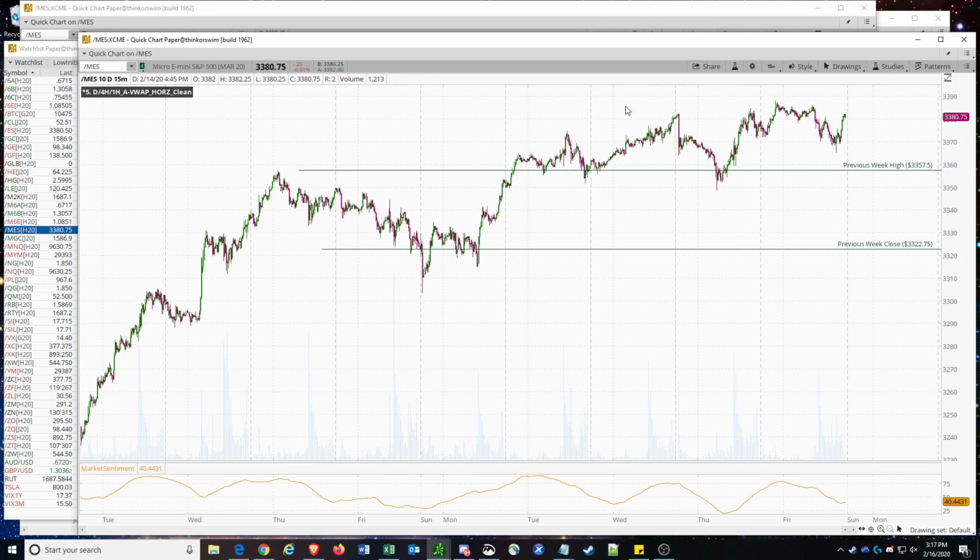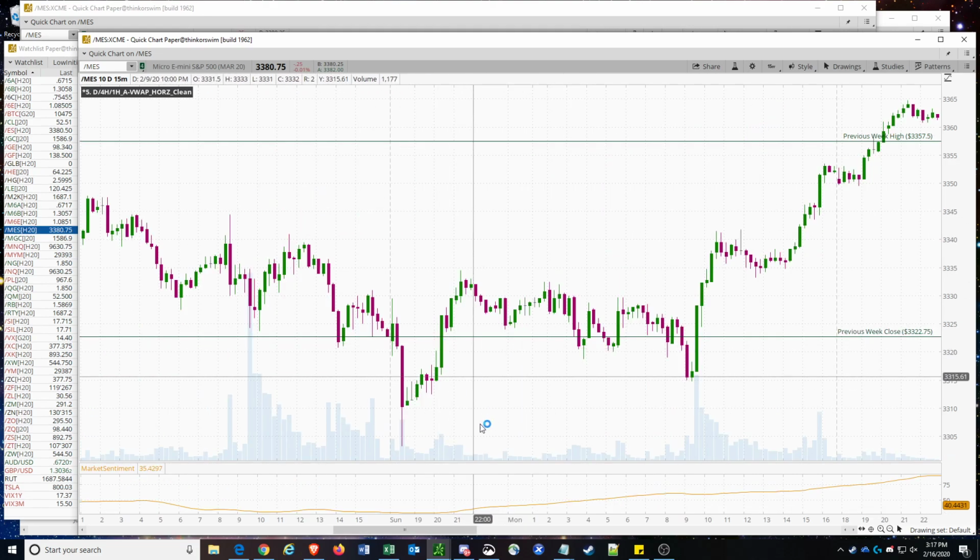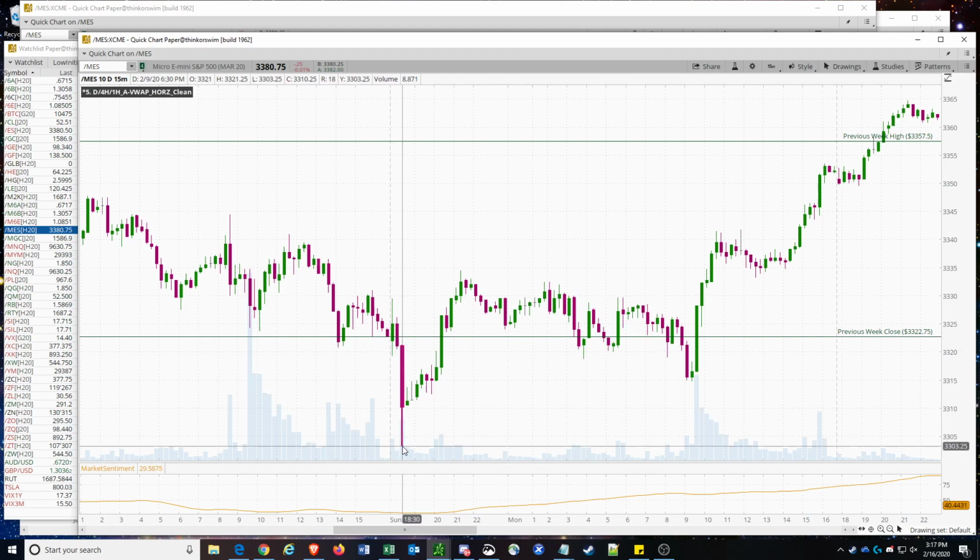All right, so what are we looking for here? The futures market opens up here on Sunday, right about this time, right where this line is. It looks like it opens just about where the previous week's close was, didn't gap up or anything like that, and we dumped down. So this is our Sunday, Monday low here.